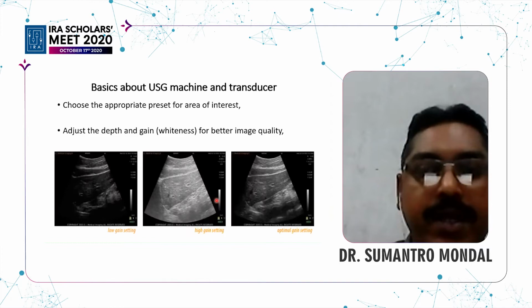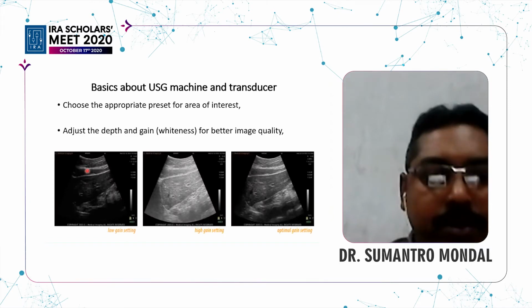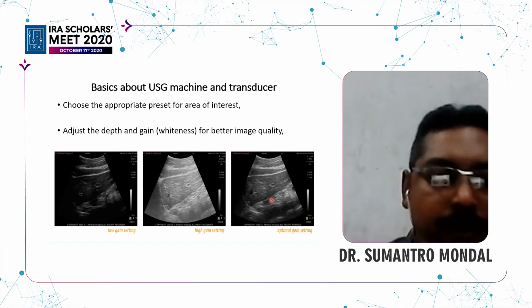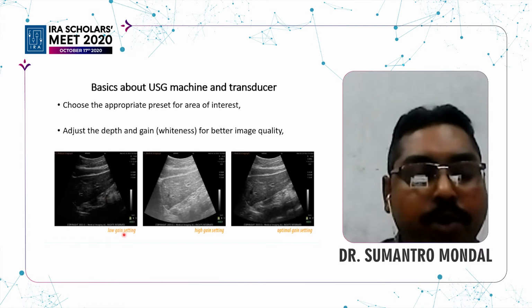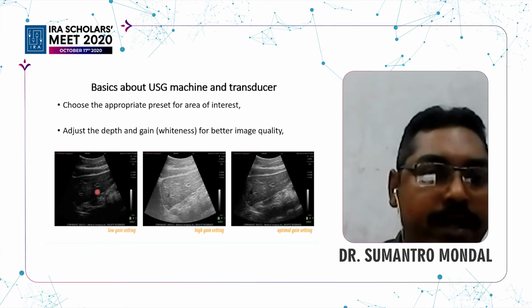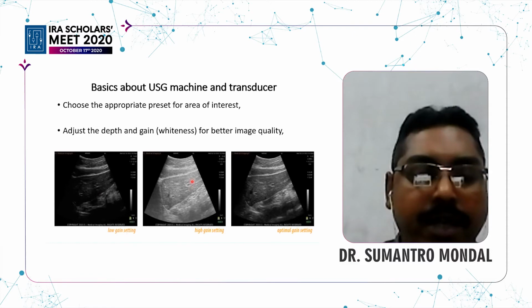So let us give an example. This is from an abdominal ultrasound, and this is the left lobe of the liver, where the image is mostly blackish in a very low gain setting. So if any hypoechoic pathology like cyst is present, it can be missed. Here the picture is appearing much brighter, so any hyperechoic pathology like hemangioma of the liver can be missed.